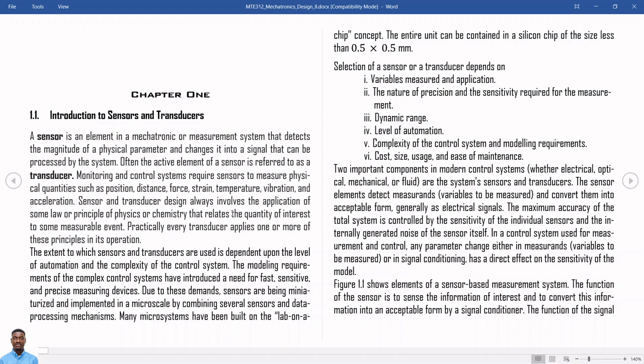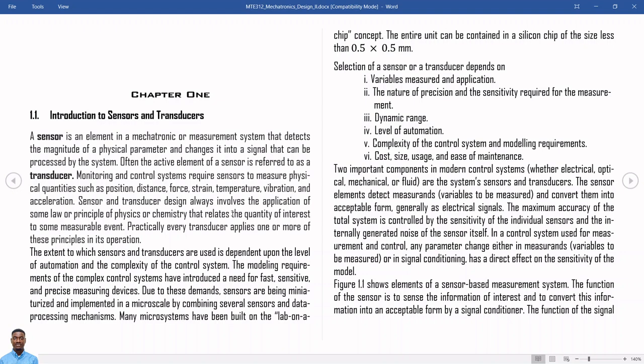Hello everyone, this is Oluwaseun Martins, and in this video we'll be discussing introduction to sensors and transducers. This is chapter 1 of the course, Mechatronic System Design 2.